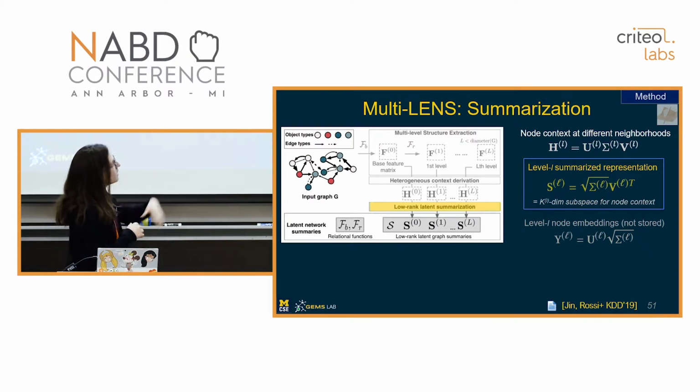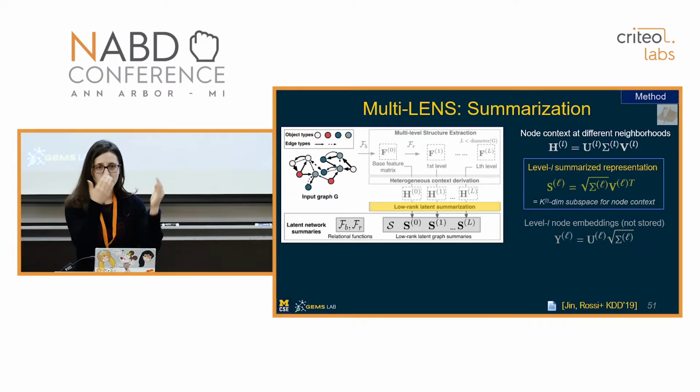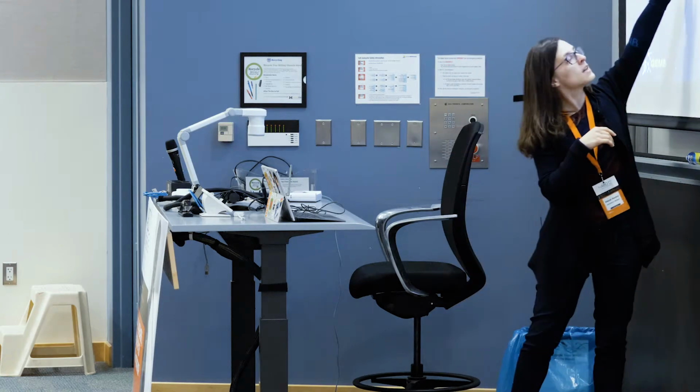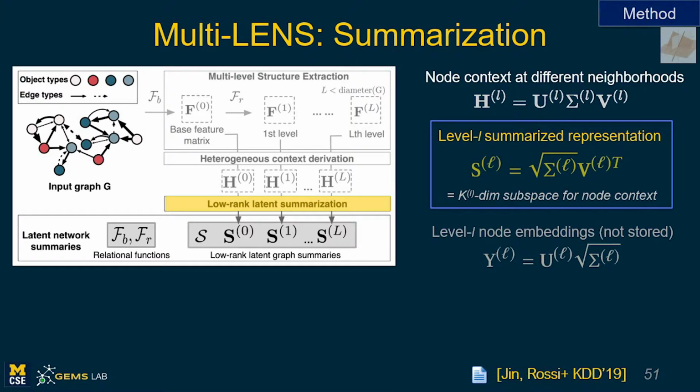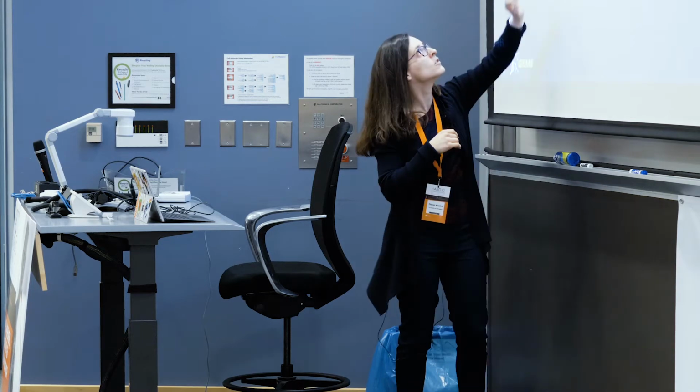And the summary, if we were to use SVD, for instance, for matrix factorization, would be the second part of SVD, which is independent of the number of nodes. It just has to do with the dimensionality that we want the embeddings to be. So to summarize, we follow a whole process, but we don't need to store anything in between. The summary that we need to store is just those low-rank latent graph summaries, the latent space, essentially the subspace that we found, and the relational functions, the recipe to get to that point.